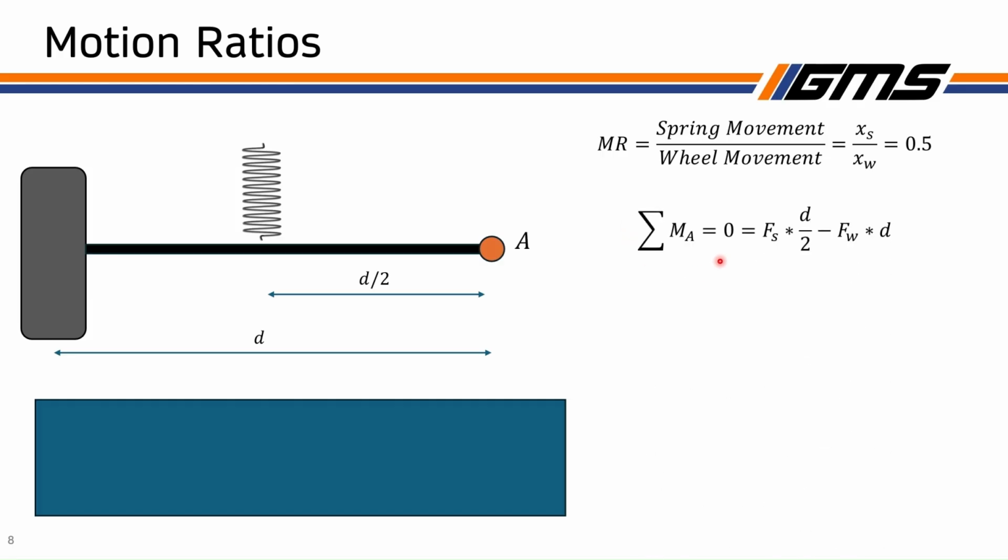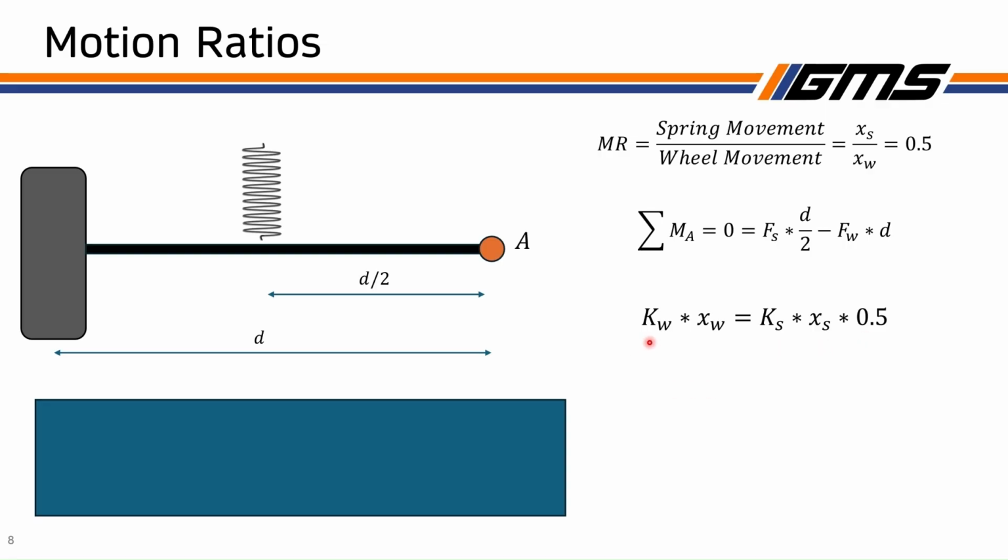And so we can sum the moments about A and set those equal to 0, and say that the force of the spring times its moment arm, d over 2, minus the force of the wheel times its moment arm, d, they're going to be equal to 0 when we combine them. And so we can sub in Hooke's law, and we can say that the spring rate at the wheel times the displacement of the wheel is going to be equal to the spring rate of the spring times the displacement of the spring times 0.5.